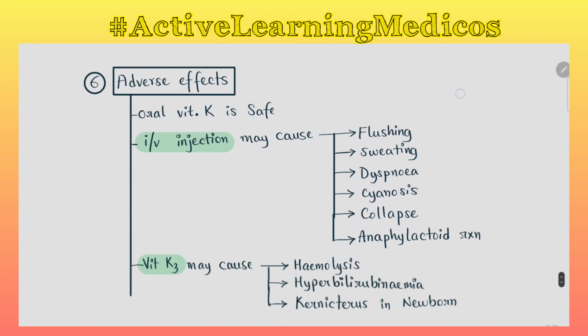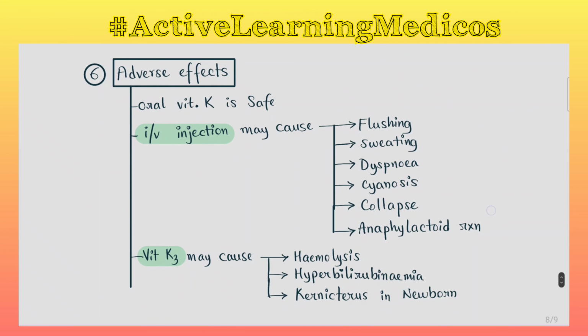Okay, let's come to the adverse effects of vitamin K. Yes, there are some. Oral vitamin K is safe, but IV injection may cause flushing, sweating, dyspnea, cyanosis, collapse or anaphylactic reaction. Also, vitamin K3 may cause hemolysis and hyperbilirubinemia and kernicterus of the newborn. So these are very, very important.